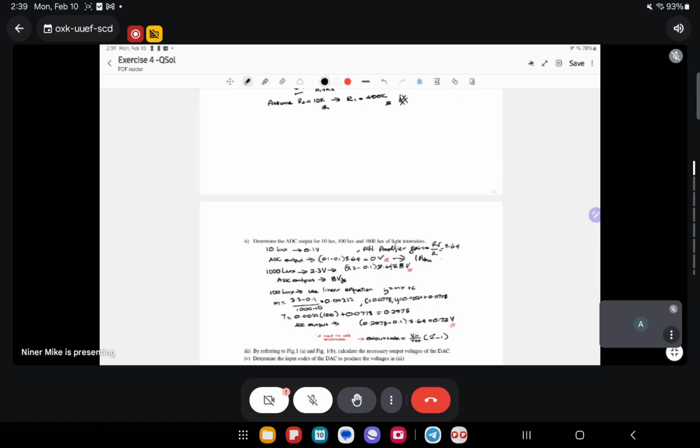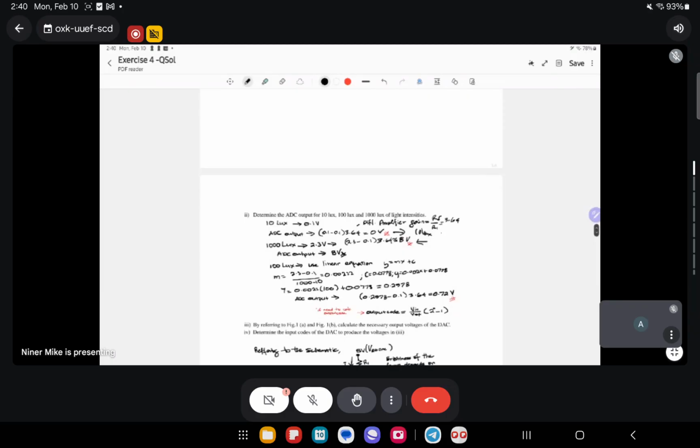So if 1000 lux, and the output sensor is equal to 2.3 volt. So 2.3 volt minus the offset, 2.3 minus 0.1, times the 3.64, equals 8 volt. So for 1000 lux, the VADC will be equal to 8 volt, which is the maximum one. That makes sense, right? Okay.